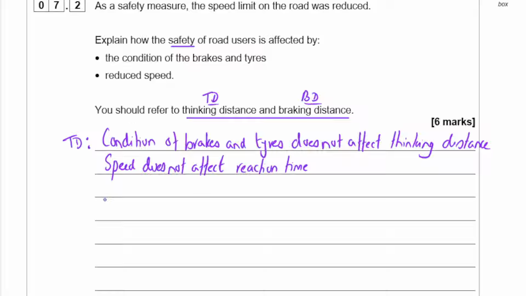No, but if you are going at a slower speed, then your thinking distance will be less because you're not going that fast. For the same reaction time, let's say 1 second, you would have gone a lesser distance at a lower speed. So reduced speed decreases thinking distance.